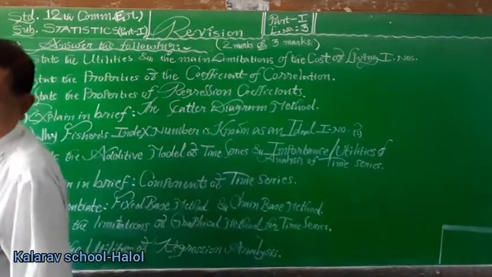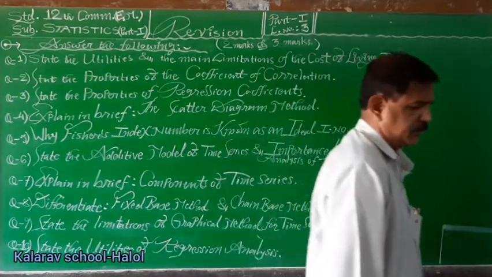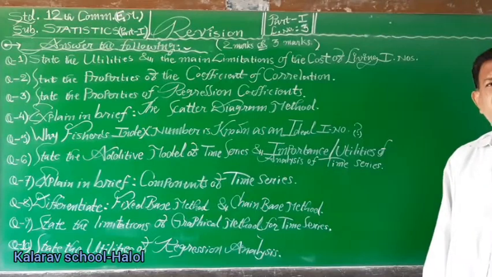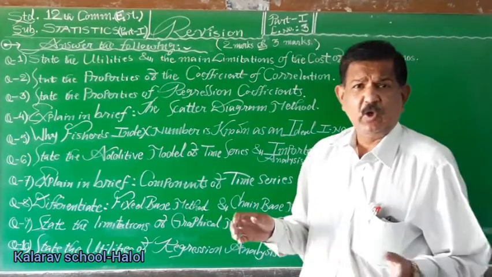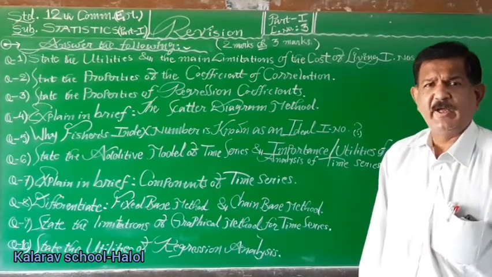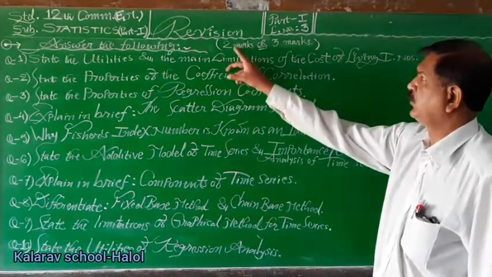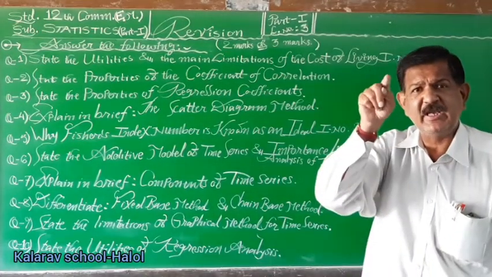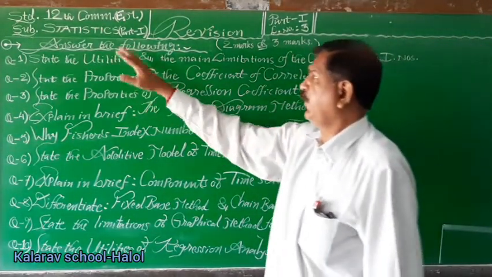12 Commerce Statistics, in which we take the revision for section C and section D theory portion. Generally, students are focusing on the practical and numerical examples, and they neglect or avoid the theory part, and so they do not get good marks or a complete score in statistics. The required questions for 2 marks and 3 marks are generally asked in section C or section D in our final paper. Right? Answer the following questions.